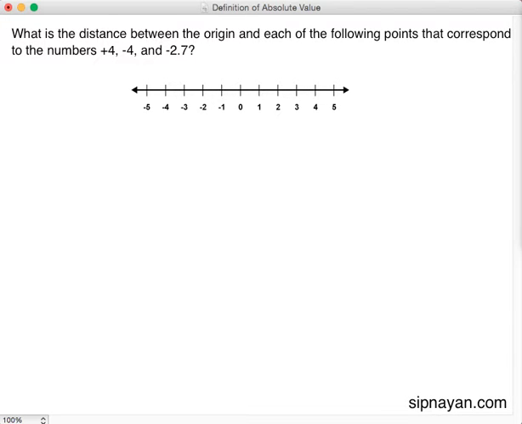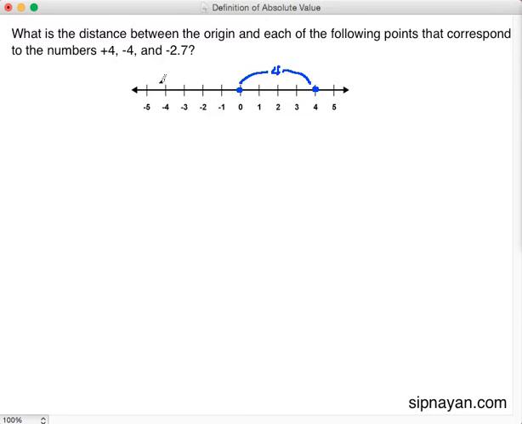So, nasaan nga ba ang positive 4? So, nandito ang positive 4 at nandito ang origin, no? So, anong distance between positive 4 and the origin? I guess obvious siya, no? So, 1, 2, 3, and 4. So, between the origin, between 0 and 4, the distance is 4.